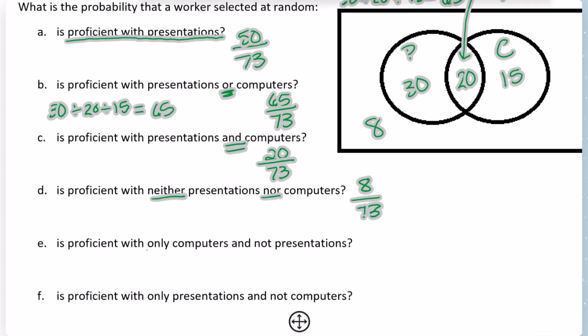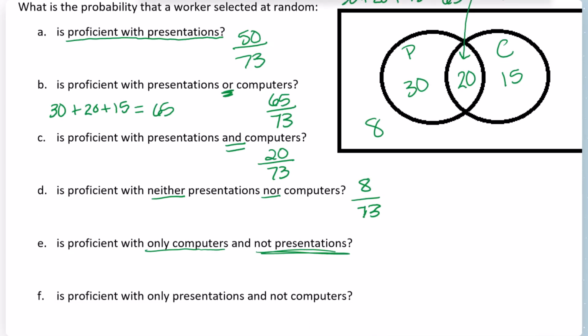Proficient with only computers and not presentations. So they are in the computer circle, but not in the overlap. That would be these 15 over here, kind of on the right side that I just highlighted, that are in computers, but not in the overlap of the presentations. All right, and that is 15 out of 73.